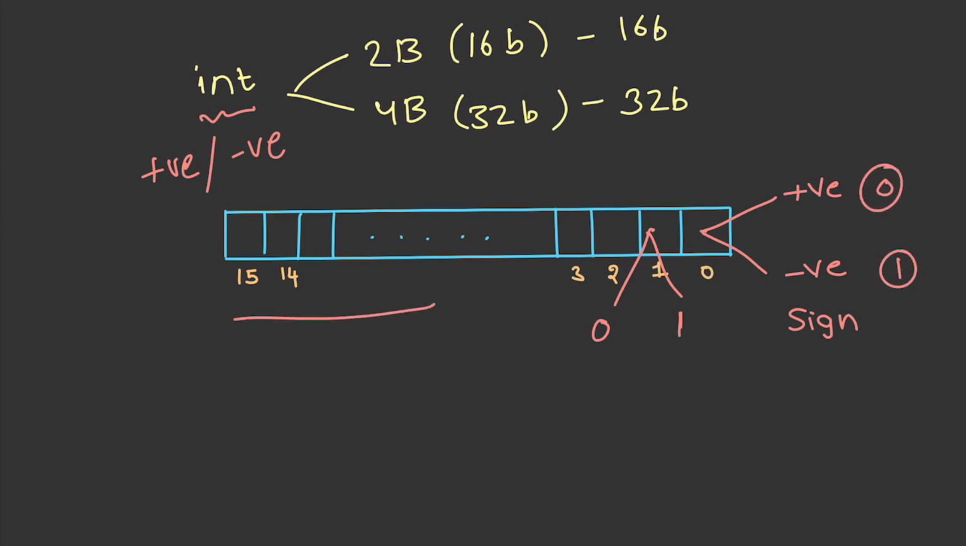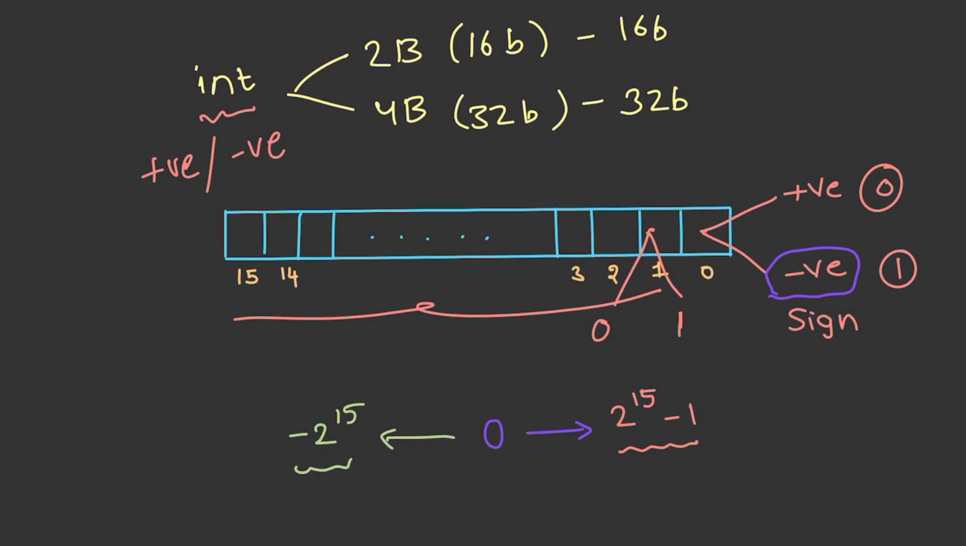Now we have only 15 bits over here and it can accommodate 2 power 15 minus 1 values. It tends to store from 0 to 2 power 15 minus 1, and as it also has a negative sign, it can even store the negative values and it can range till minus 2 power 15. So this is how the size of data types can be decided.